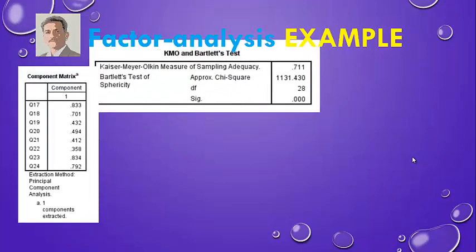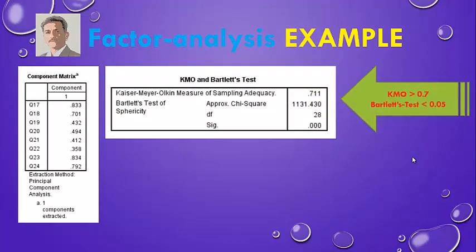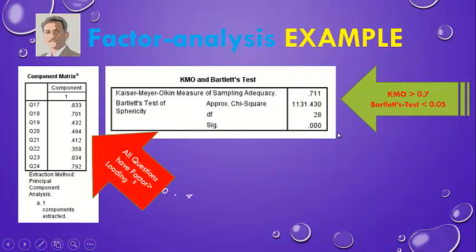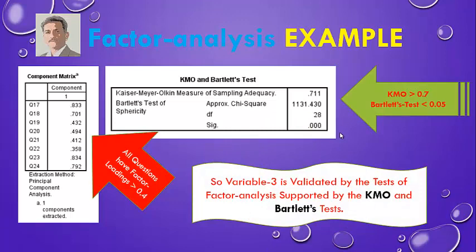Then the third variable, that was mediator 1, about distributive justice, we got sufficient scores on KMO as well as the Bartlett test and the factor loadings. Therefore, the questions were supported by all the variables as related with the underlying variable. So variable 3 is validated by the tests of factor analysis supported by the KMO and Bartlett tests.